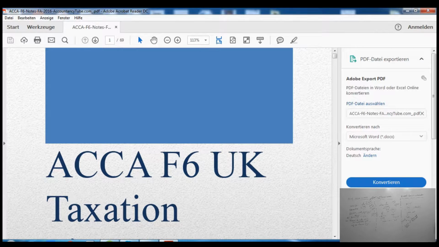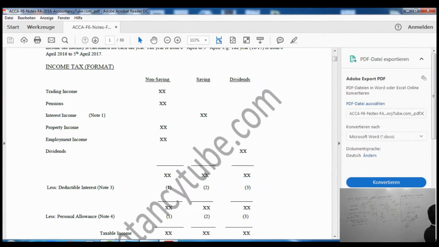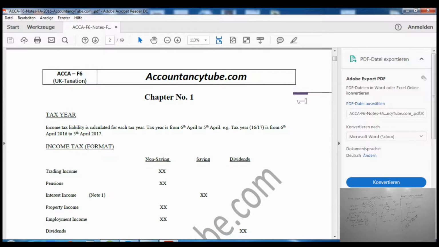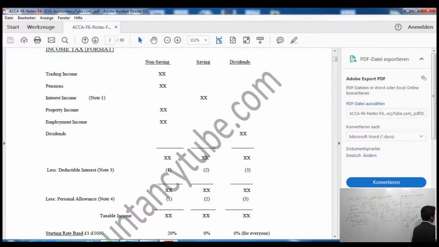Here you go. As you can see on your screen, these are our lecture notes for F6 taxation. On page number 1 of your lecture notes, that is chapter number 1. As I told you in our first lecture, our tax year for Finance Act 2016 will start from 6th of April 2016 and it will end on 5th of April 2017. That is Finance Act 2016, and you can use these lectures up to exams in March 2018.